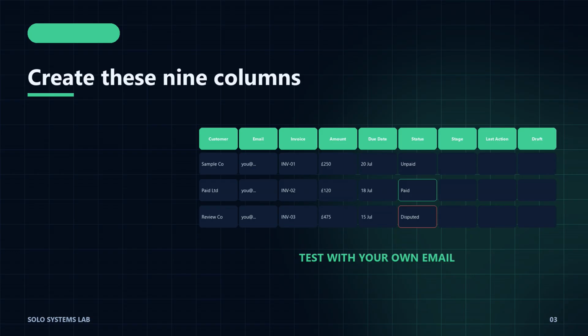This is safer than relying on column letters, because you can move the columns later without breaking the logic. Use a real date value in due date, not text that merely looks like a date. Status should use a short controlled list: unpaid, paid, hold, or disputed.